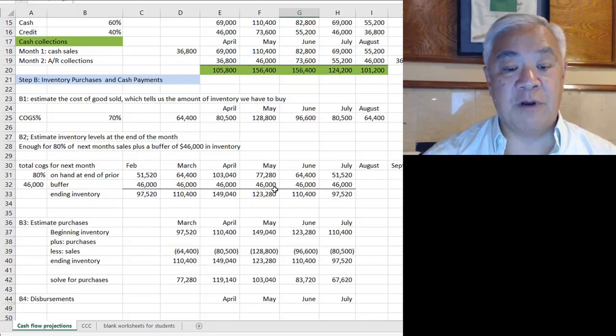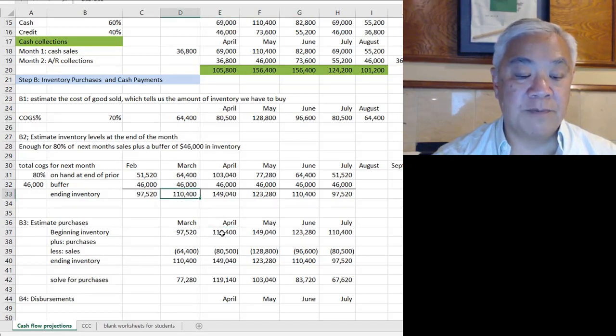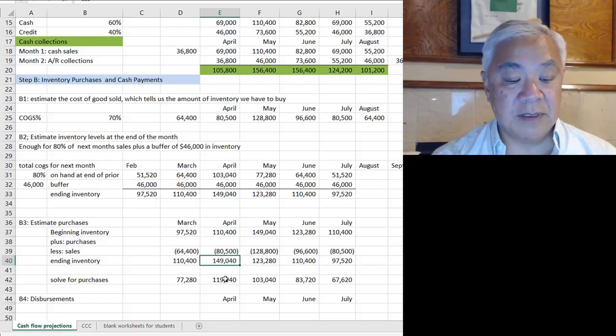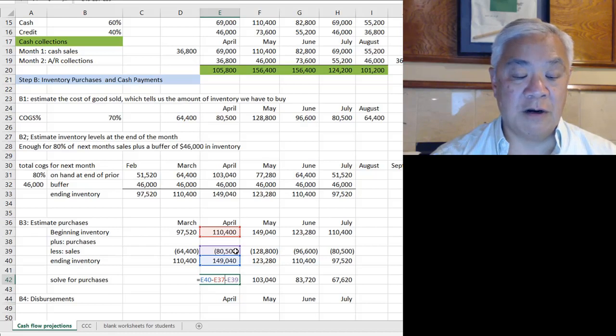Now, we know our cost of goods sold, and now we also know the amount of purchases we need for each month. So again, picking on April, beginning inventory is 110, which is ending inventory March. We have sales in the month of 80. That's going to subtract, that's going to be less from the beginning inventory. And our ending inventory targeted at 149. It's right there. And so we know that our purchase must equal the ending inventory minus what we have before plus what we are going to purchase for our sales for the month.